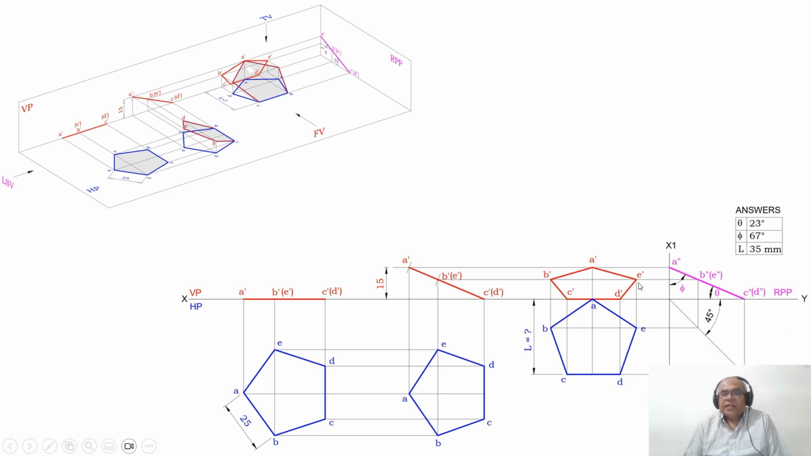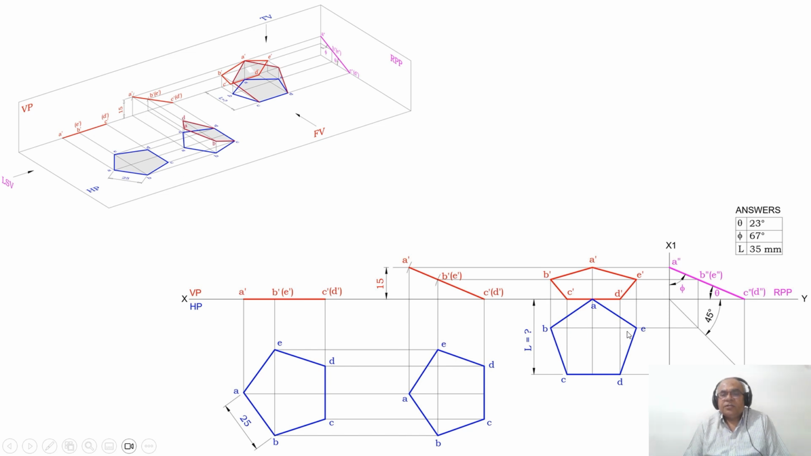So take any convenient distance and draw an x1, y1 line, and then mark these points as x1 and y1, and you mark this as the profile plane RPP. Then with reference to the origin, measure an angle of 45 degrees with respect to the XY and draw an inclined line, the 45 degree line. Then draw a horizontal projector from A to the origin, and from here draw a vertical projector, and from A dash join these two. You mark this point as A double dash.